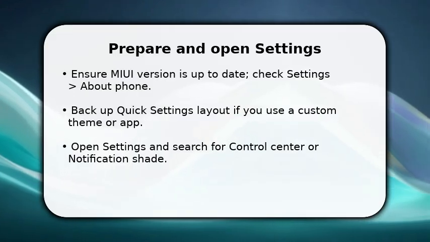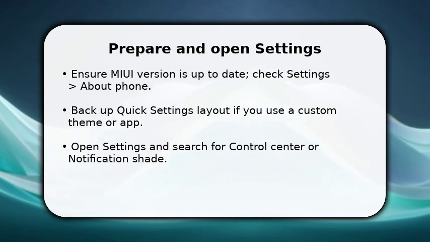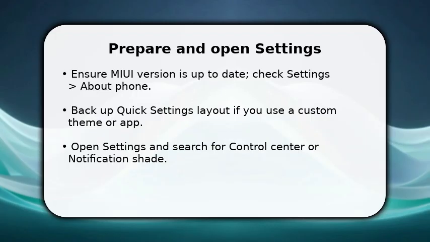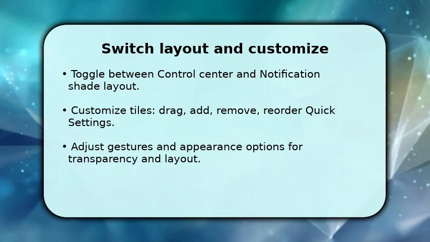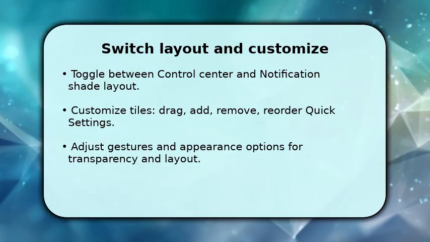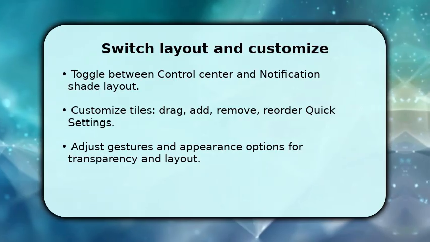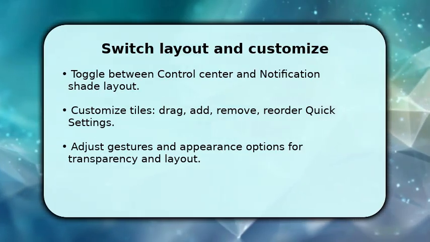Make sure your device is unlocked and has developer-like permissions enabled if prompted so the next steps appear. Now continue by switching the layout. Choose Control Center or Notification Shade depending on your preference and tap the layout option to apply it. Once active, press Edit or the pencil icon to open tile customization.